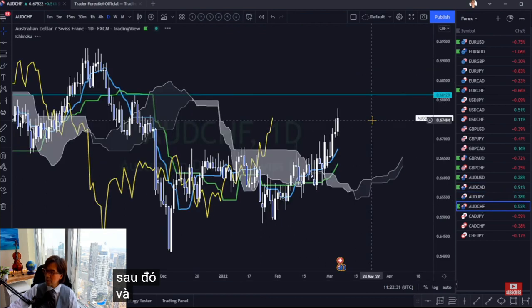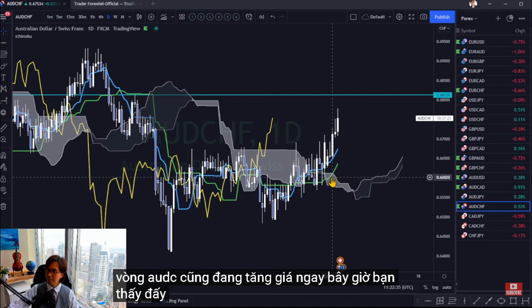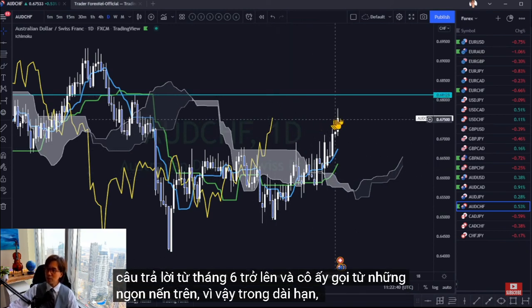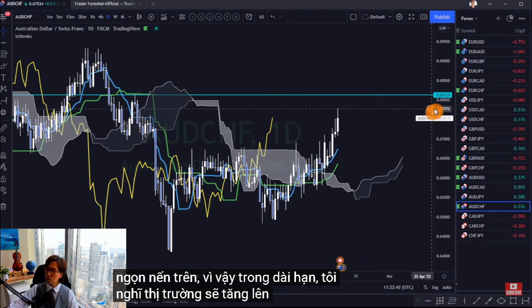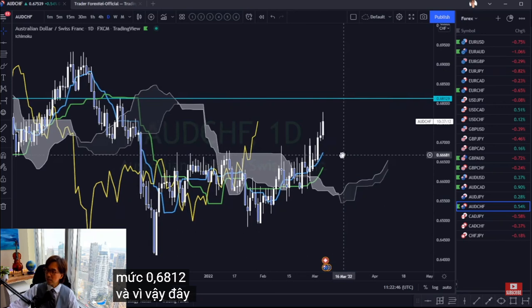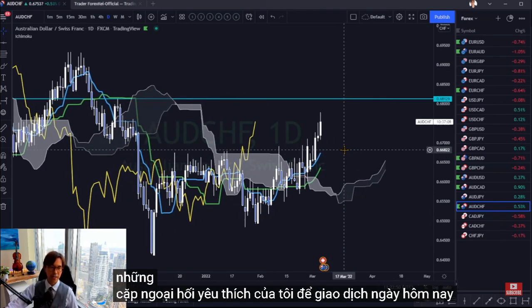And also, AUD Swiss franc is bullish right now. You see Kumo up, Kijun-sen, Tenkan-sen up, and Chikou from above candles. So in the long term, I think the market goes up to the 0.6812 level. And so these are my favorite Forex pairs to trade today.